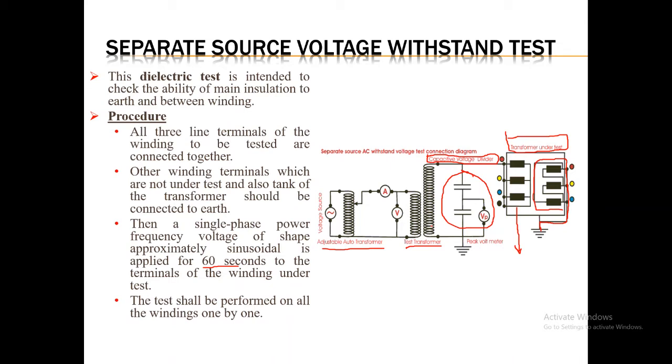Okay, so the test shall be performed on all the windings one by one, because you have only the single phase supply. So one by one, first you test the primary winding, then you test the secondary winding. So this is how the separate voltage withstand test is to be performed on the transformers to determine its insulation voltage withstanding capacity. The test is successful if no failure or no breakdown in the dielectric of the insulation occurs during the test.